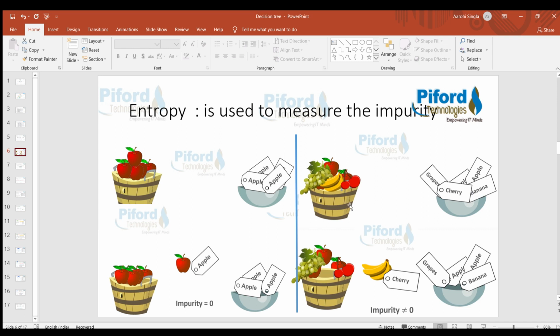But over here, in this basket we have multiple fruits, and in this one we have multiple tags. If we now want to tie one tag with one fruit, then there can be mistakes also. A wrong tag might get tied with the wrong fruit, right? So that means here we have impurity. Impurity is not equal to 0, meaning we have variation in our data. So this is what entropy is. Entropy tells us how much variation is there in your data.